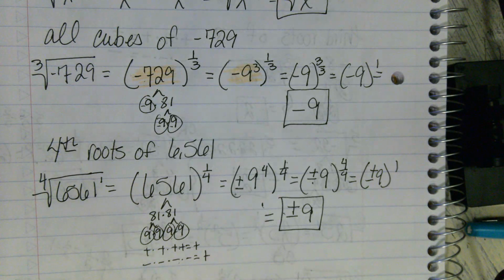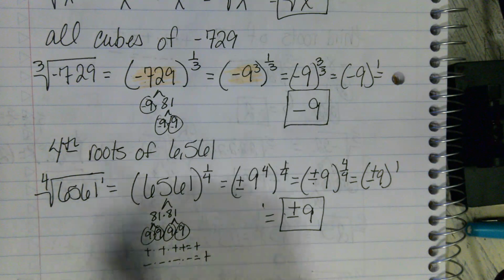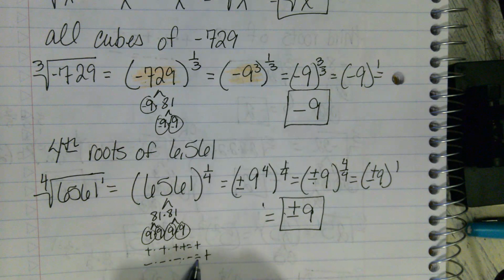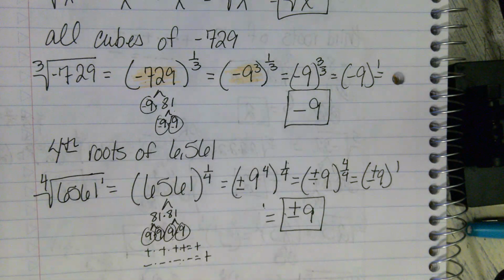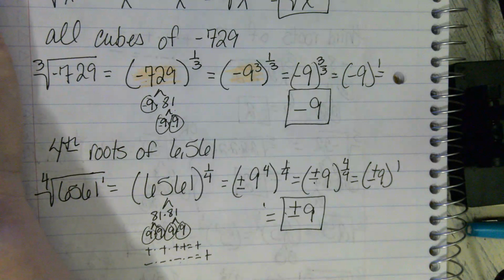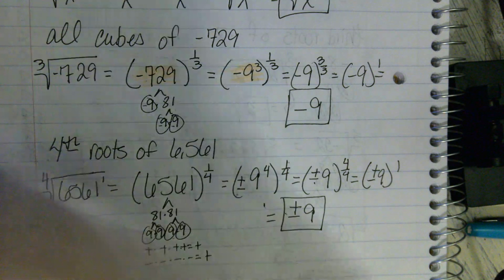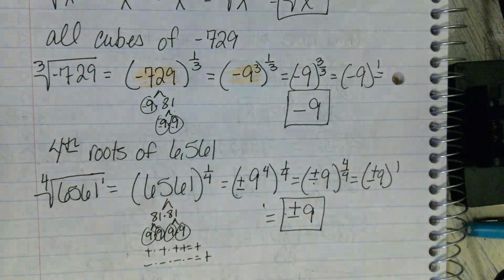So just be mindful of your negatives. Take your time there because they can be very sneaky. But remember, if it's an even amount on our index, then it's going to be plus or minus, because an even amount of negatives is a positive. Just take it slowly. If it's negative here, it's going to be negative in your answer. If it's positive here, it will be a positive. So if this is negative, this will be negative if you have an odd index.